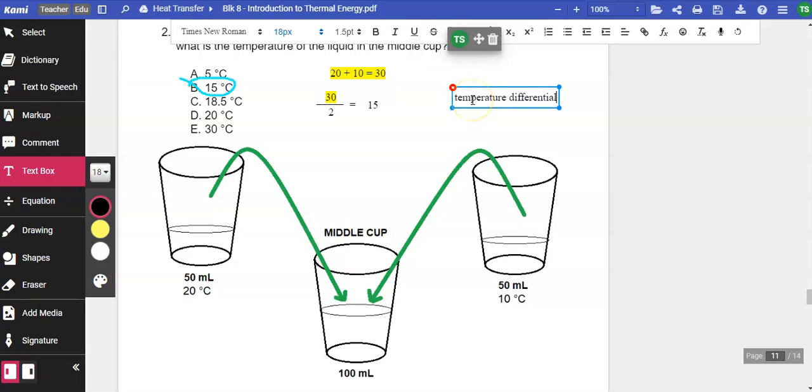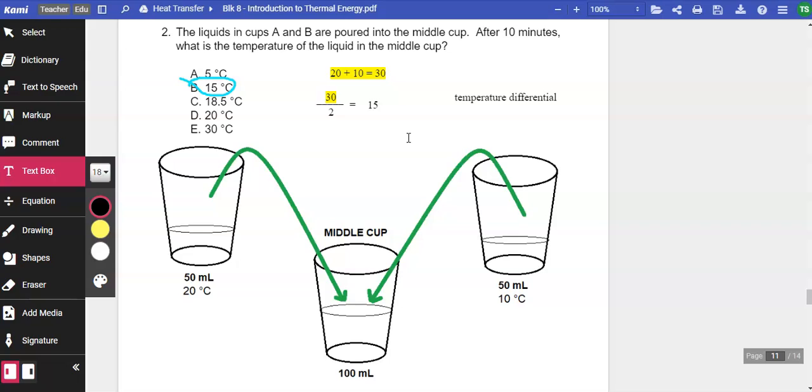So if you determine the temperature difference to be 10 degrees, in other words, these two cups are 10 degrees apart from each other, you would take that 10 degrees and cut it in half, which is 5. And basically what you're saying is the warmer cup loses 5 degrees of heat, so 20 minus 5 is 15. There's your thermal equilibrium temp. And the cooler cup gains 5 degrees of heat, and that 10 plus 5 is 15. So again, what I'm doing is I'm showing you two ways mathematically that you can determine thermal equilibrium temp. The quickest way, of course, is to just calculate the average.